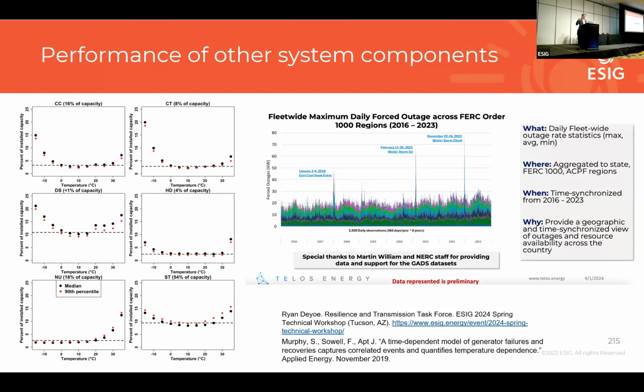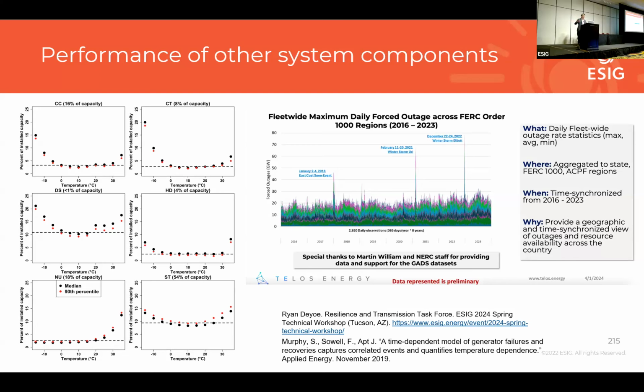Now, increasingly as well, a newer outcome over the last 5 years or so is the performance of other system components, mostly thermal generators, in the face of different weather impacts. So on the left-hand side, you're seeing a plot of different types of thermal units, or just generators, not exclusively thermal in this case, and their forced outage rates as a function of temperature. This was some great work that Senator Murphy did about 5 years ago when he was a PhD student. Now he's at NREL.